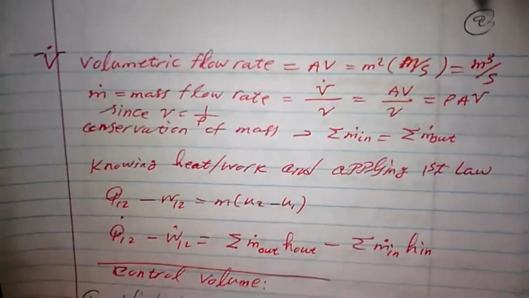So we have a volumetric flow rate. Again, some people call it V dot, which is the volumetric flow rate. Area times velocity, okay, my friend? That's not a specific volume, it's velocity.